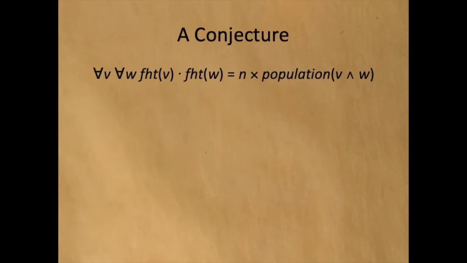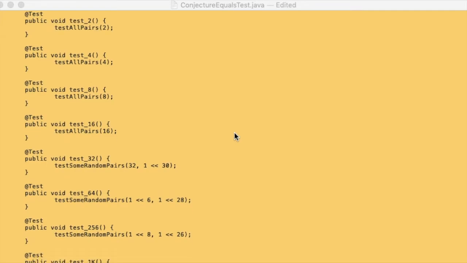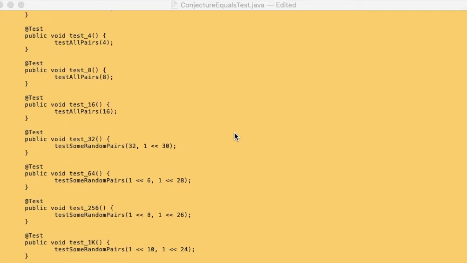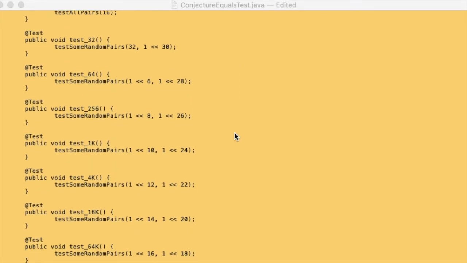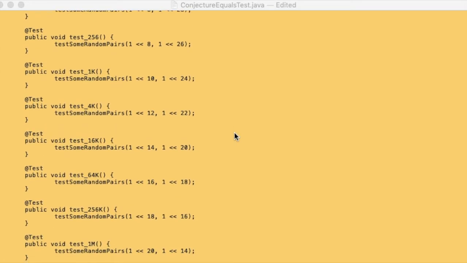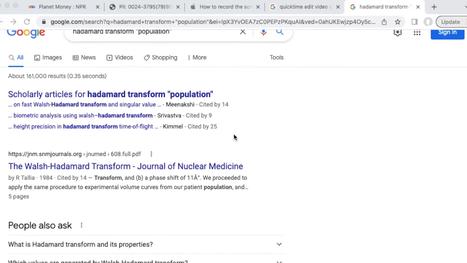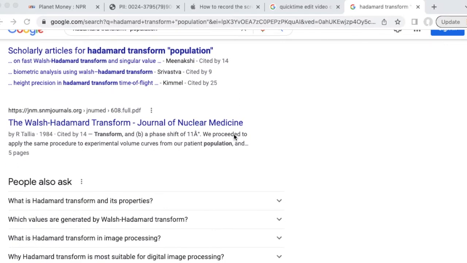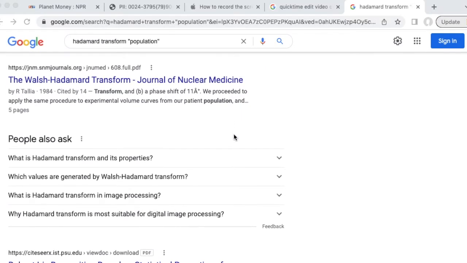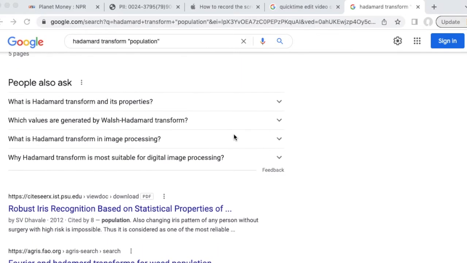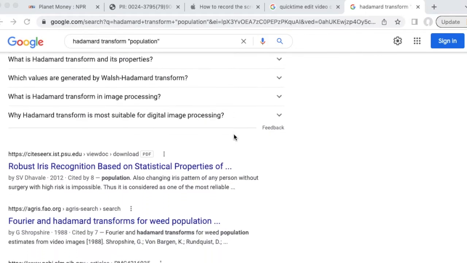Eventually, we conjectured that the dot product of the fast Hadamard transform of V with the fast Hadamard transform of W equals the length of the result times the population of V intersect W. We wrote more unit tests for the new equation. We tested all vectors of length 4, 8, and 16 bits, and millions of vectors of lengths 32 to 1 million, which took hours to run. We searched again online using Hadamard transform and population, but we didn't find any prior art, so we decided to try to prove it on our own. Eventually, we found the following proof.